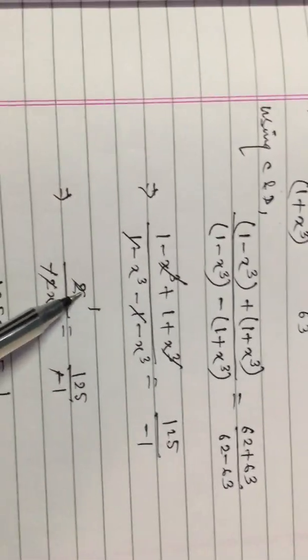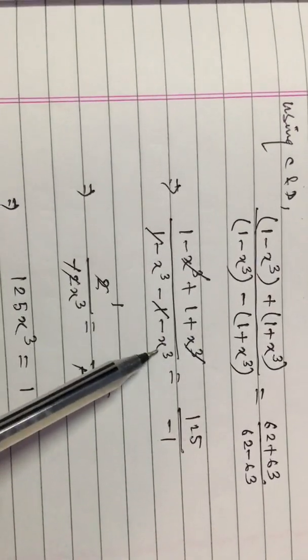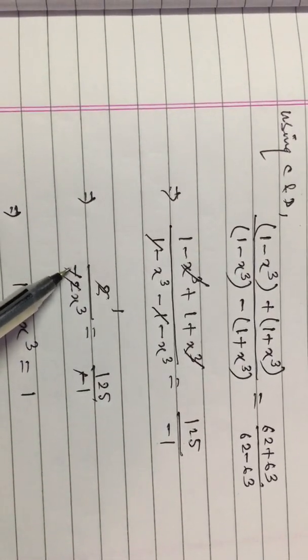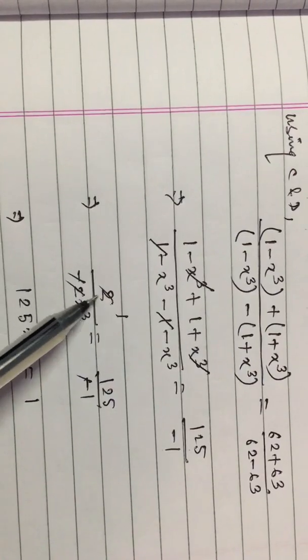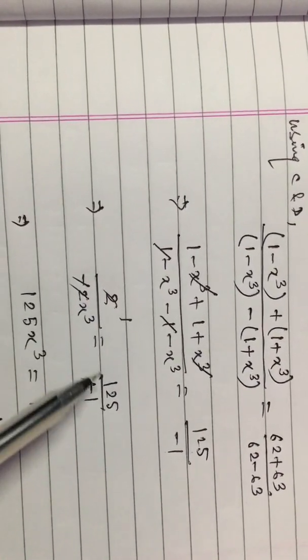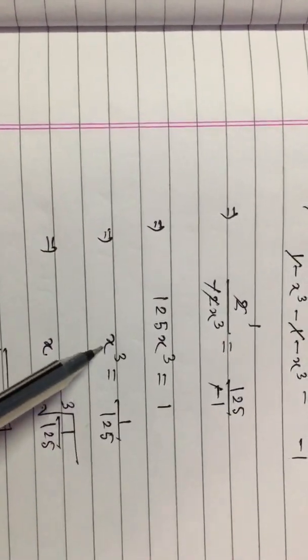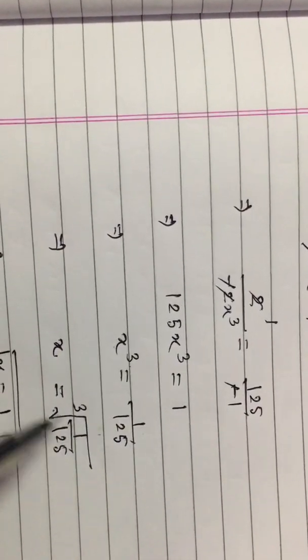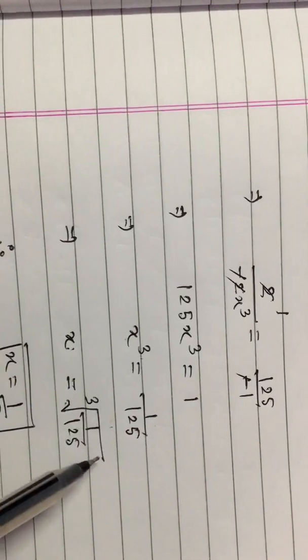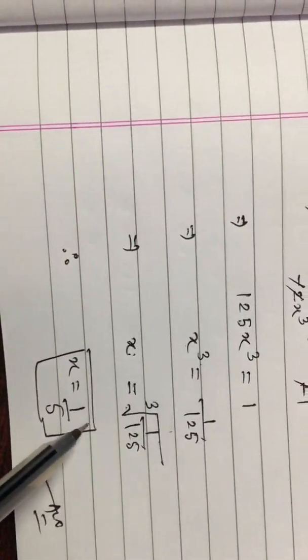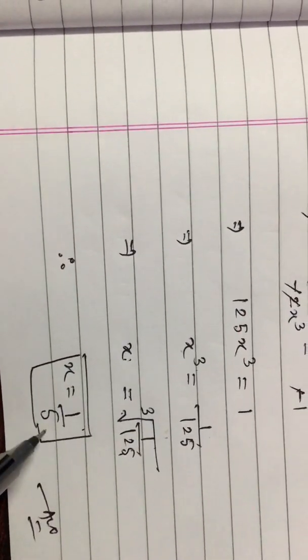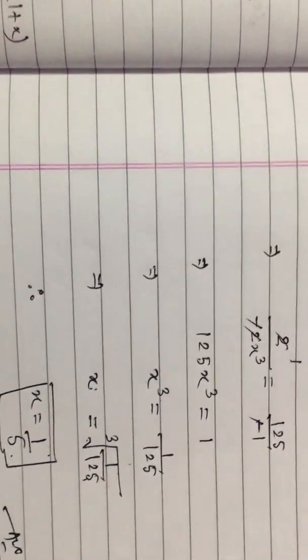So 1 plus 1 is 2, and minus x cube and minus x cube is minus 2x cube. This minus sign will be cancelled, and 2 ones are 2. X cube into 125, x cube, 1 ones are 1. So x cube is equal to 1 by 125. Remove the cube and take the cube root sign: the cube root of 1 is 1 and the cube root of 125 is 5. Hence this is the answer.